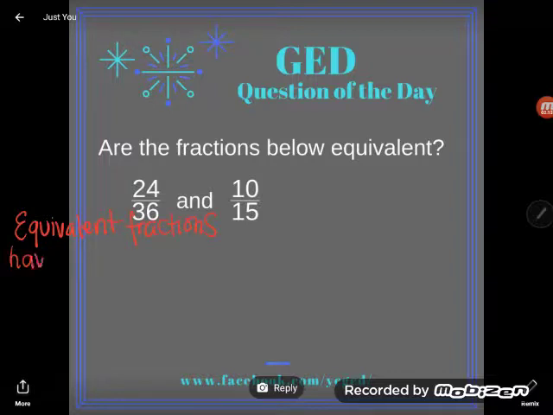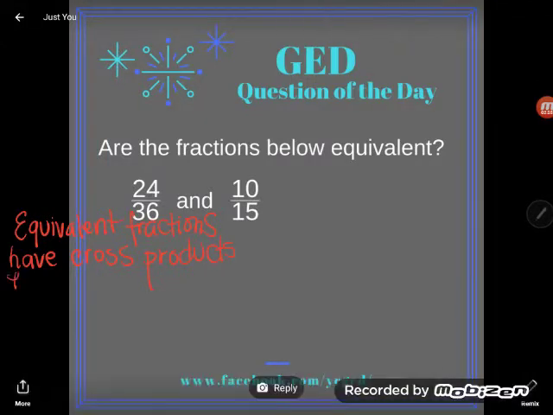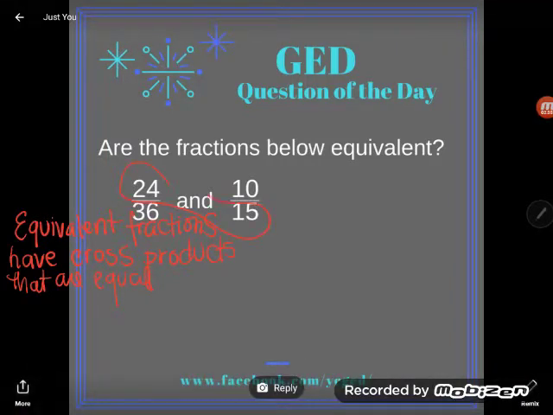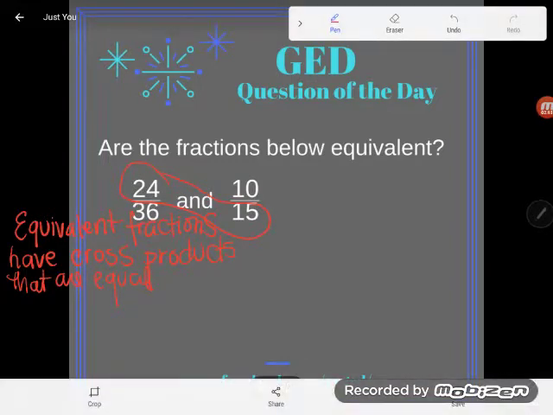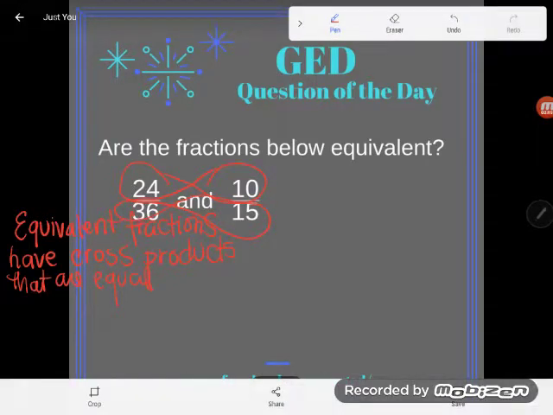have cross products. You're like, what is a cross product? A cross product is when you multiply in a cross shape. I'll show you what I mean. So they have cross products. Products means to multiply that are equal. What am I saying? I'm saying that if I multiply in a crisscross fashion, the numerator of the one fraction times the denominator of the other, and then I compare it to the other cross product, the numerator of the other fraction compared to the denominator of the other fraction, they had better be equal.